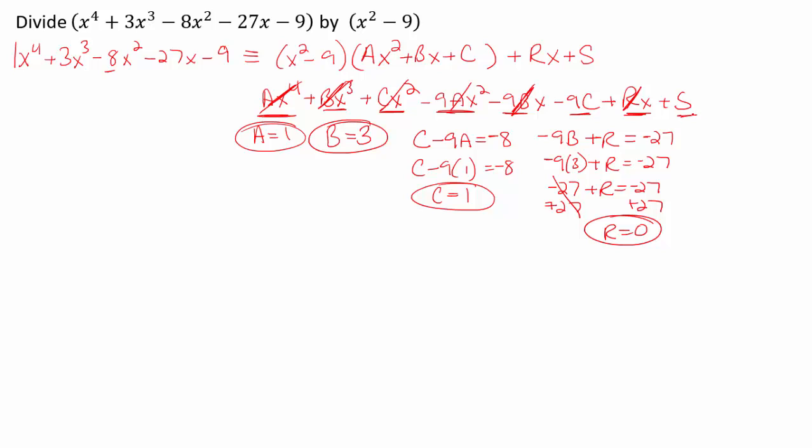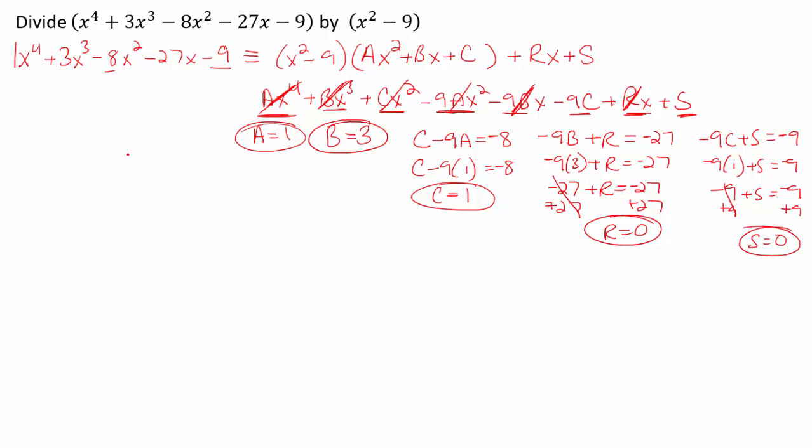These are my constant terms. They have no x values, so I'm going to say negative 9c plus s must be equal to my constant term here, and in this case, it's negative 9. Again, I'm going to plug in c, which we found to be 1, so negative 9 times 1 plus s equals negative 9. And again here, when I do this, add 9 to both sides, we're going to find that s is in this case 0.